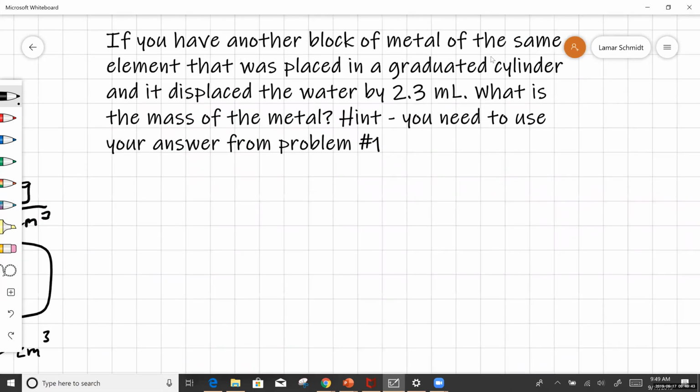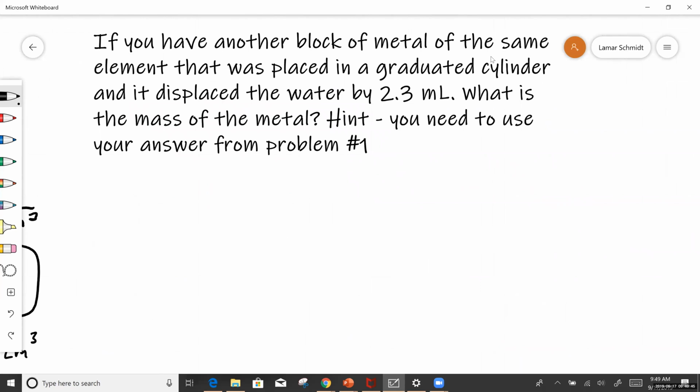All right? So in problem number 2, it says if you have a block of metal of the same element, and if it's of the same element, that means it has the same density. That was placed in a graduated cylinder, and it displaced the water by 2.3 milliliters. What is the mass of the metal? Hint, you need to use the answer from problem number 1. All right, so what are we trying to find here?